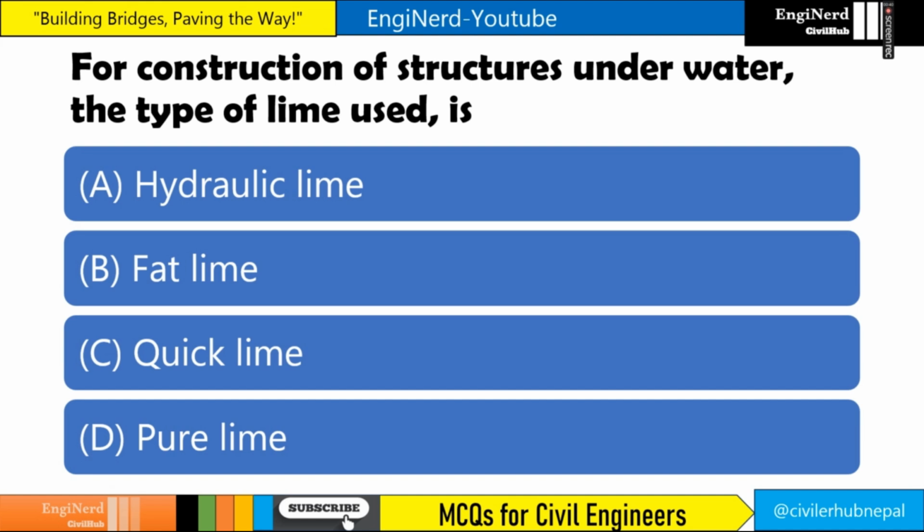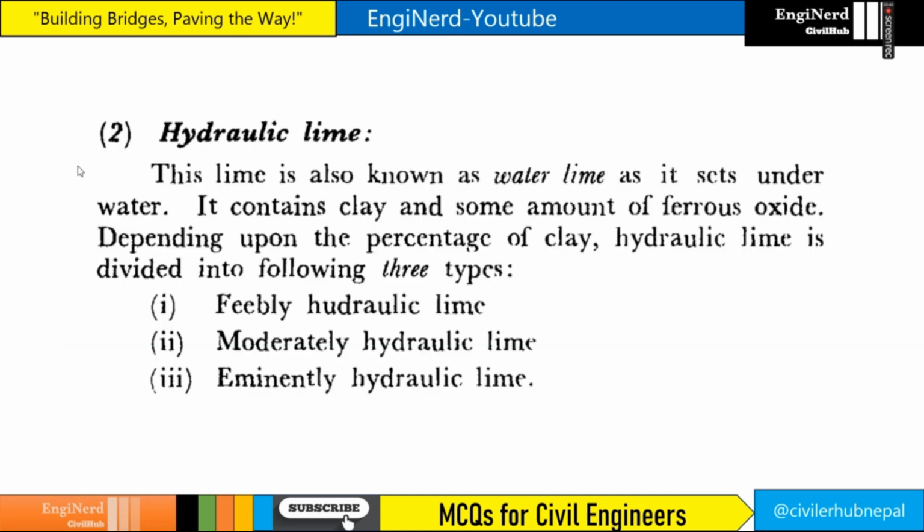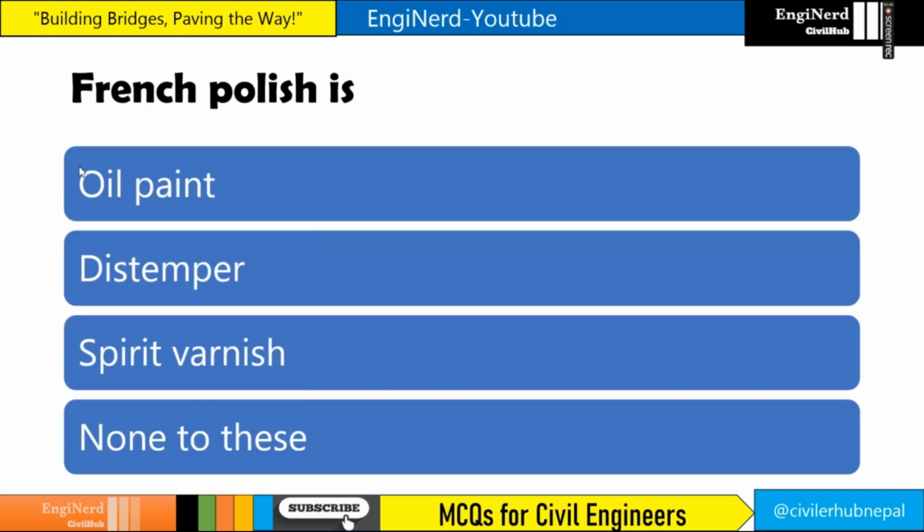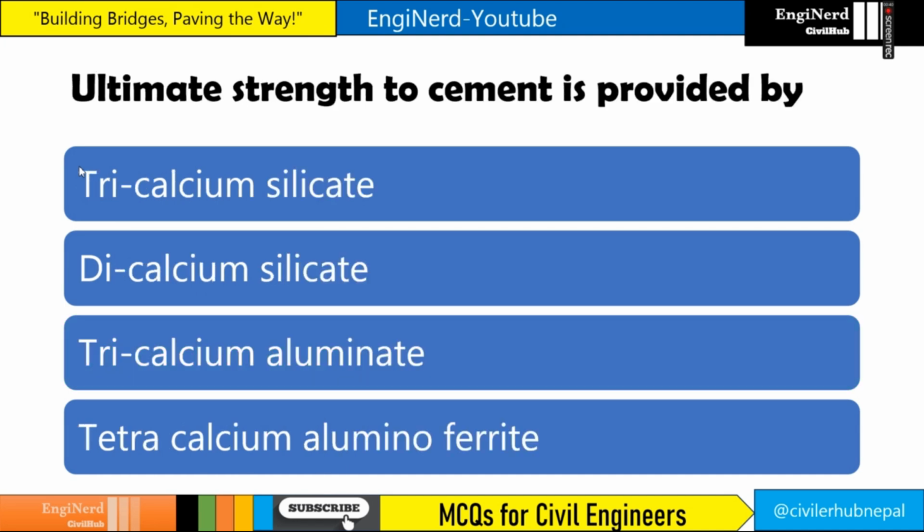For construction of structures underwater, the type of lime used is hydraulic lime, right? Hydraulic lime is also known as water lime, and it sets under water. There are 3 types of hydraulic lime basically: feebly, moderately, and eminently. French polish is spirit varnish. The ultimate strength of cement is provided by tricalcium silicate, right?